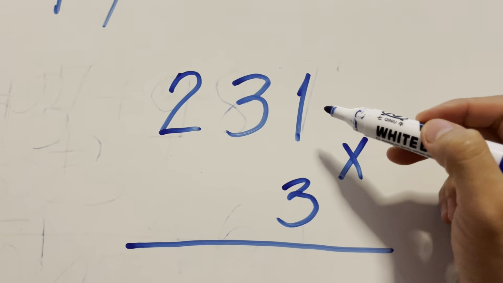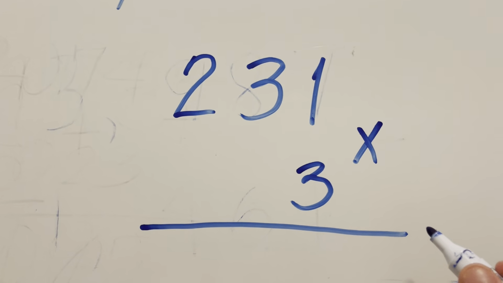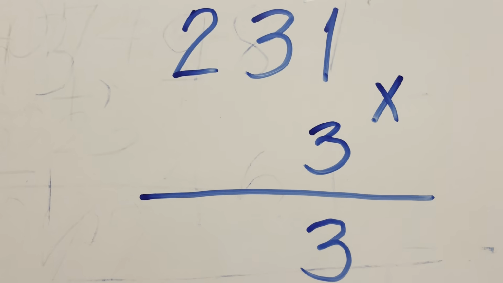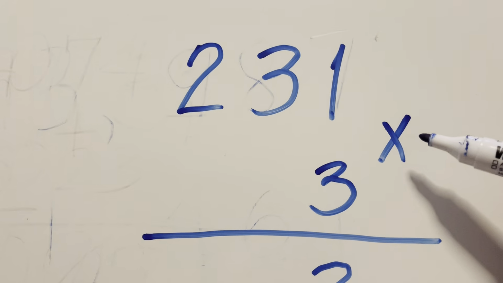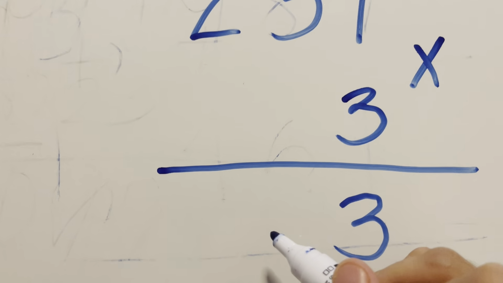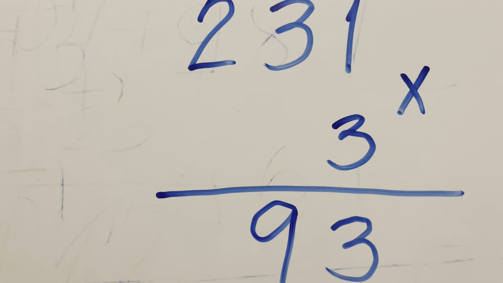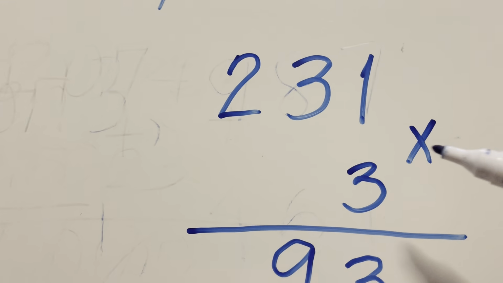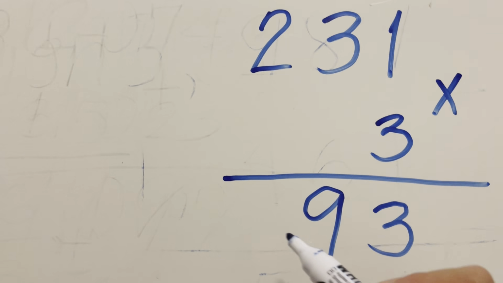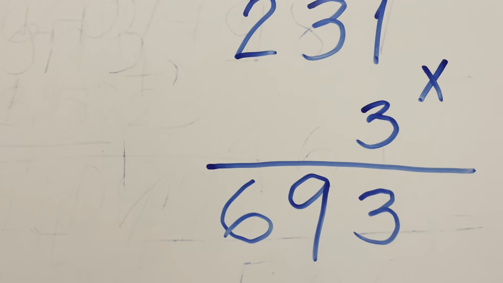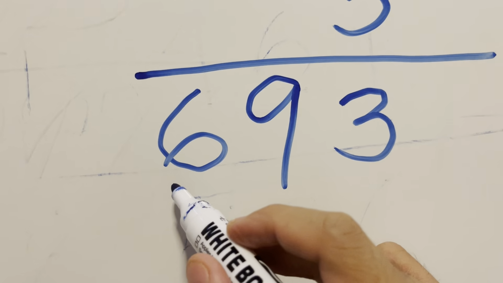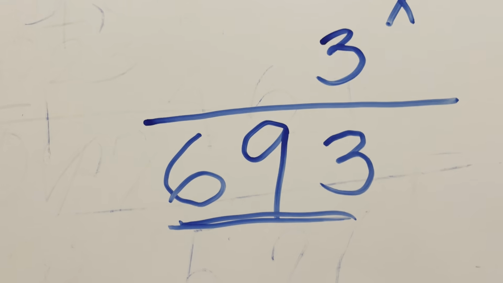3 times 1 equals. Very good. The answer is 3. Next, 3 times 3 equals. Great. The answer is 9. So let's start writing 9. Next, 3 times 2 equals. Good job. The answer is 6. So we have the product, 693. Let's just underline this 2 times.